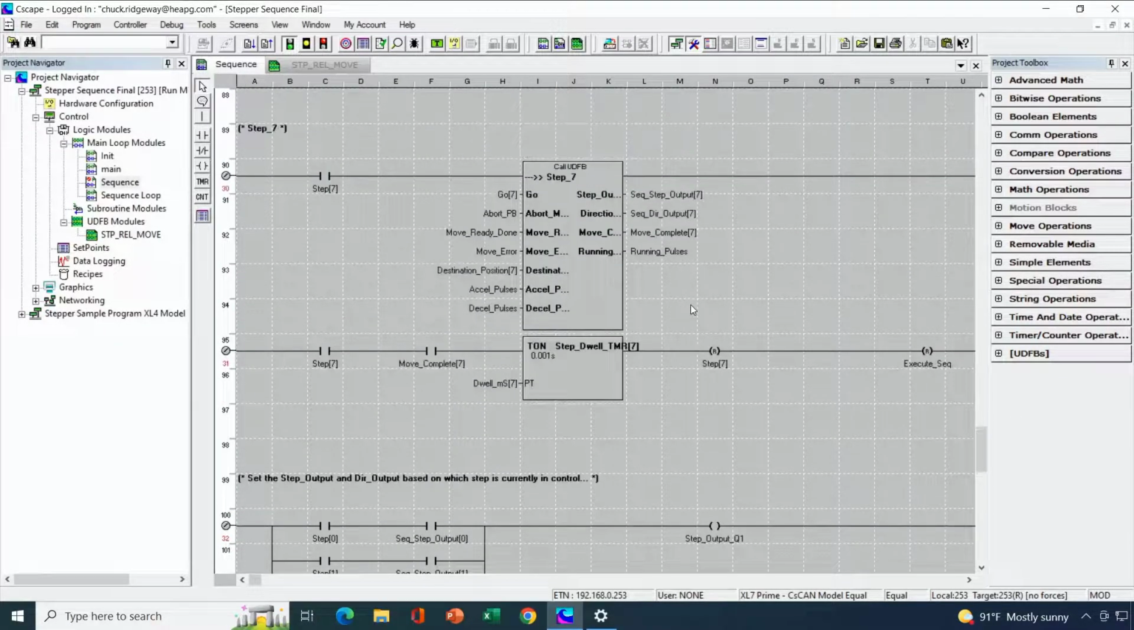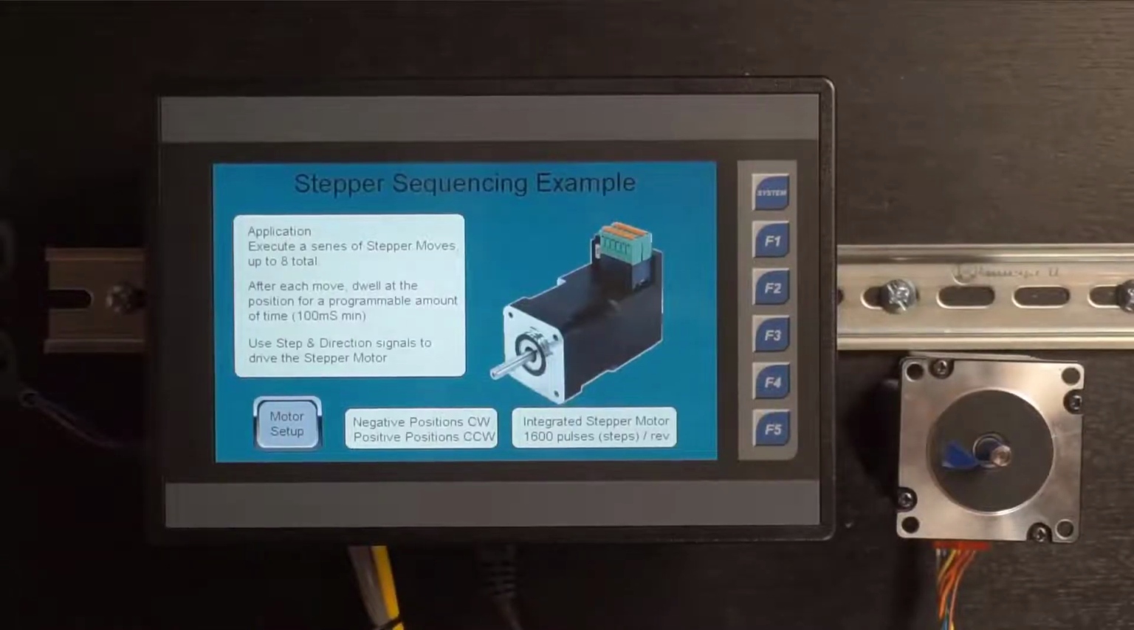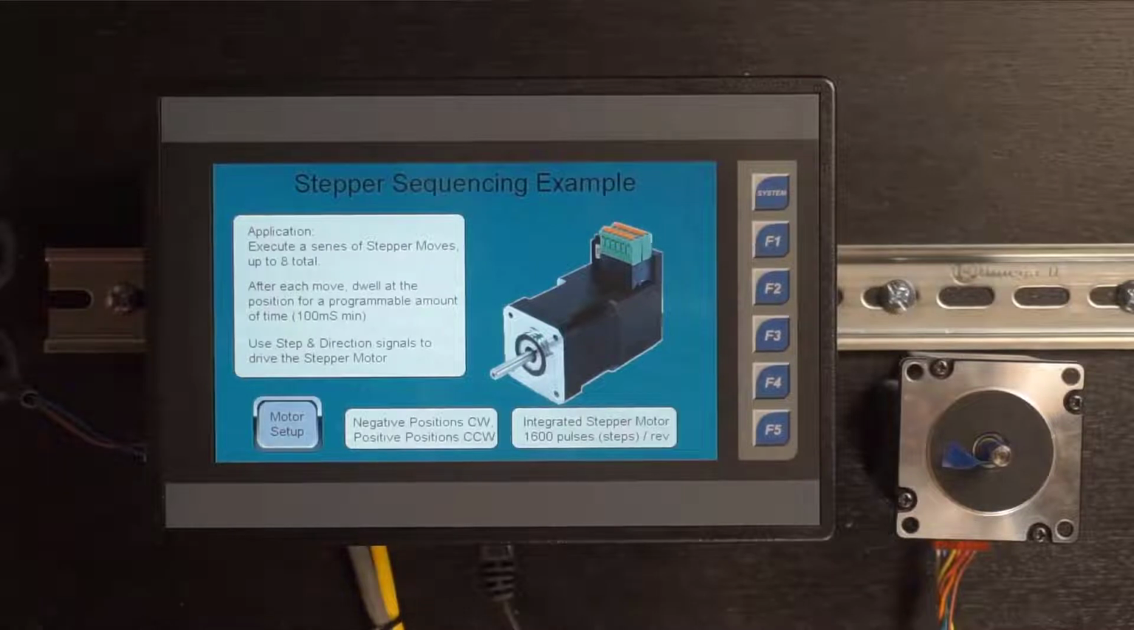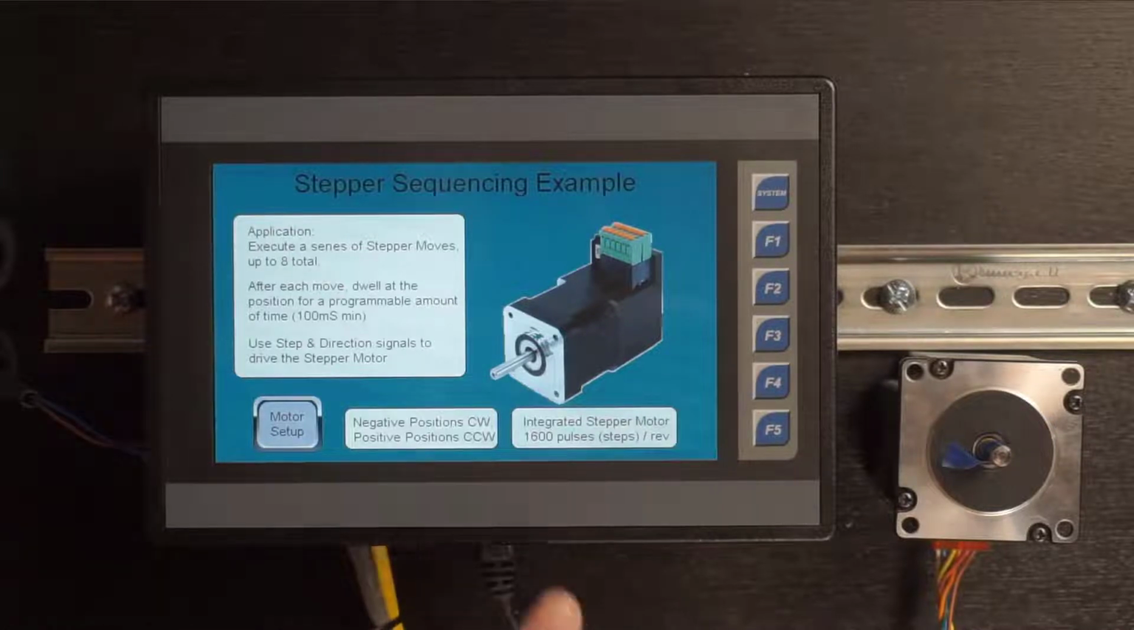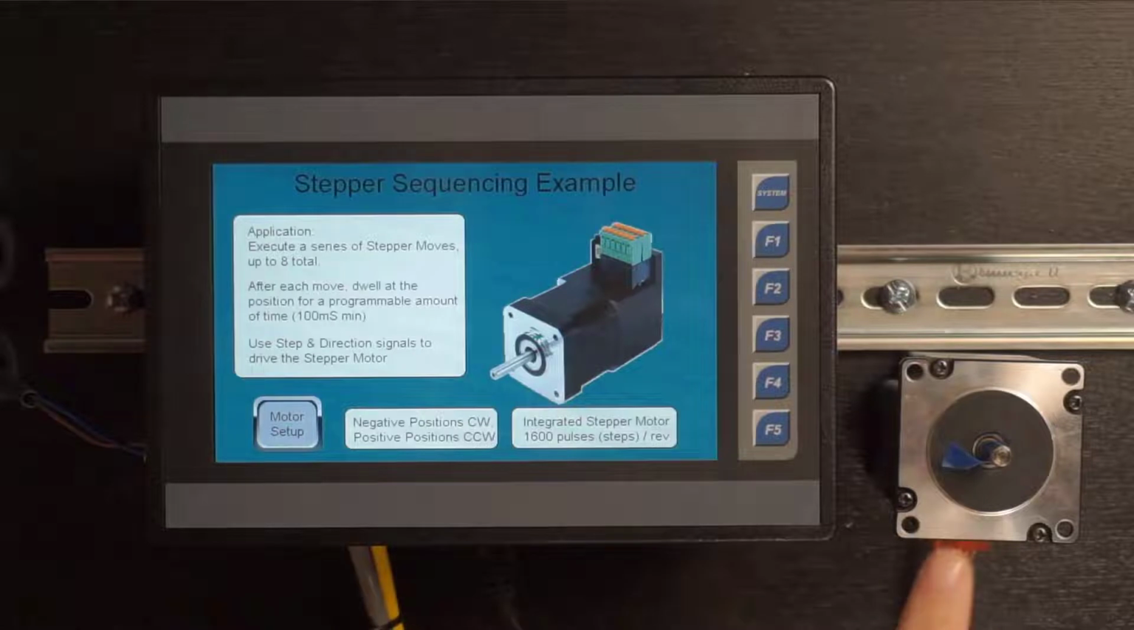Let me actually show it to you executing now. So I'm going to switch to the overhead view, and here's the demo I've created. As I've stated on this first page, we're going to be able to execute up to 8 moves total, and we're going to be able to specify a dwell time at the end of each step. And then we're also going to have the ability to shorten the number of steps below 8 to some lesser number.